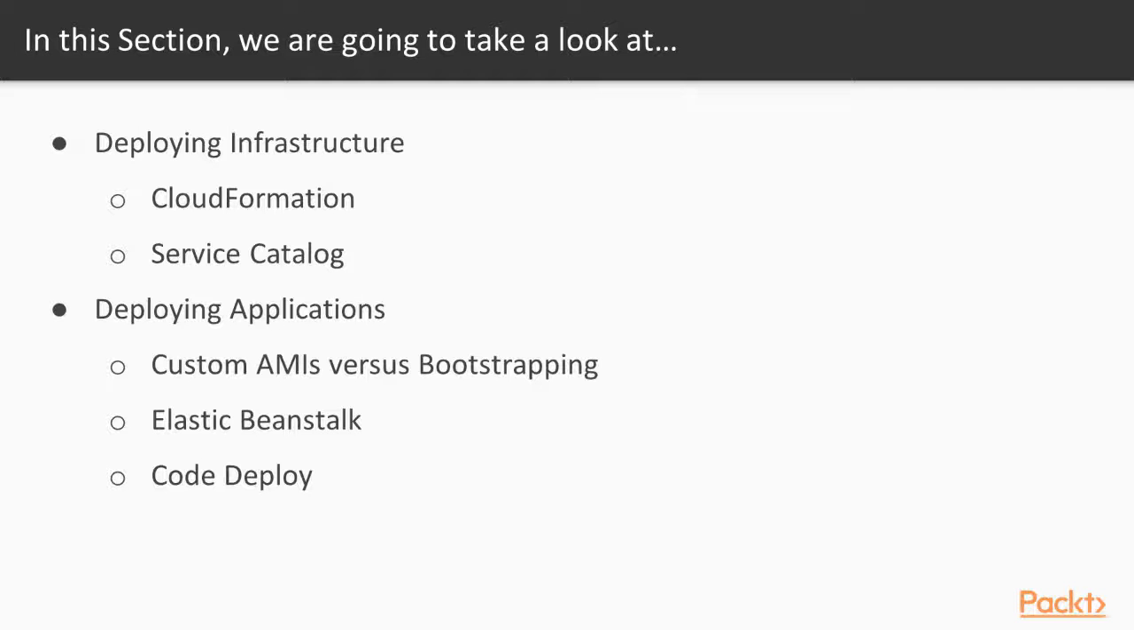So in this section, we're going to start by looking at CloudFormation, the easiest way to automate infrastructure deployments. With CloudFormation, we create templates that define our infrastructure as stacks of AWS services. Eventually, we may build up a library of these templates and we can publish them to users in our organization in Service Catalog. Next, we'll cover different options for deploying application code on AWS infrastructure, and we'll discuss custom AMIs, bootstrapping, Elastic Beanstalk, and CodeDeploy.